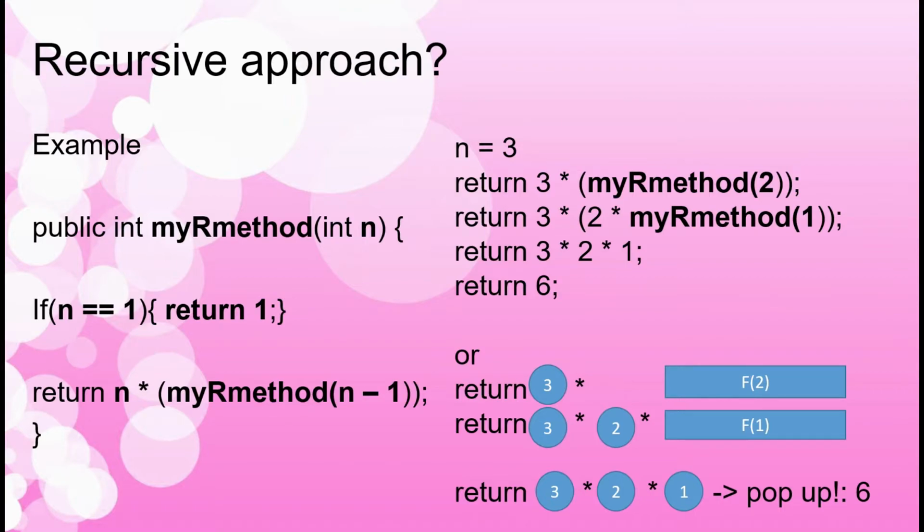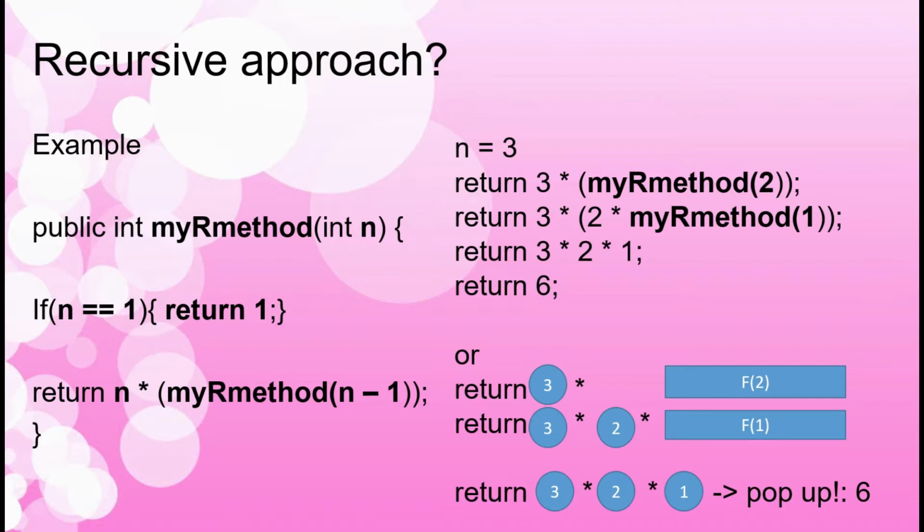And now you just run this method, my recursive method 1. You can imagine it like a stack, and you will understand why. In my recursive method 1, you have n equals 1, so you just read the first line of the code. If n equals 1, you return 1. So you have return 3 multiplied by 2 multiplied by 1, and you just return 6, which is also the result.